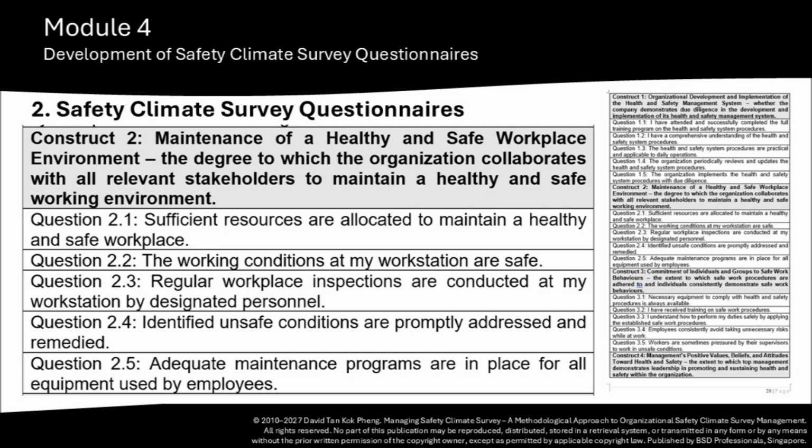Proper maintenance helps ensure equipment reliability, safety, and operational efficiency. Overall, these questions measure the organization's commitment to creating and maintaining a workplace environment that prioritizes the health, safety, and well-being of all employees.